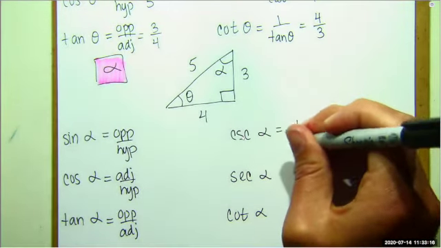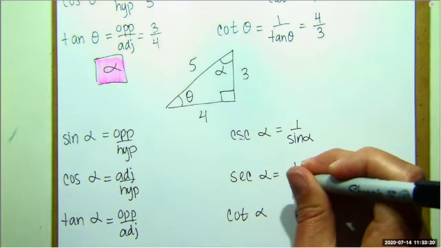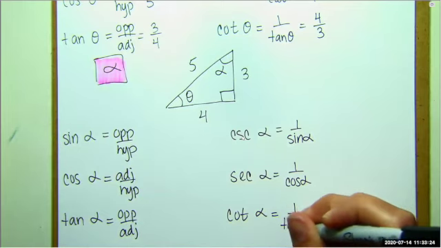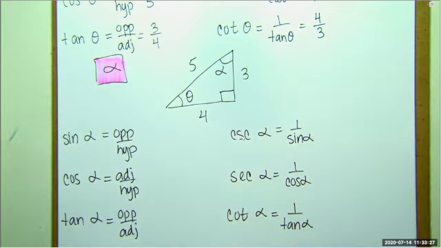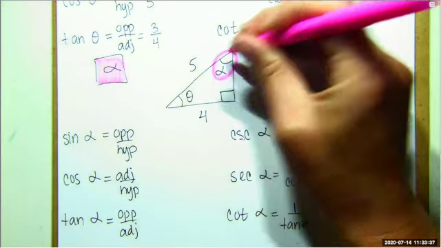Cosecant's the reciprocal of sine. Secant's the reciprocal of cosine. And cotangent's the reciprocal of tangent. Okay, now all we need to do is label our sides opposite, adjacent, and hypotenuse, and we'll fill them in. Now notice we're doing this for alpha. So now alpha up here is our angle of reference.